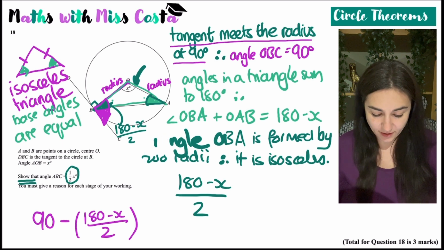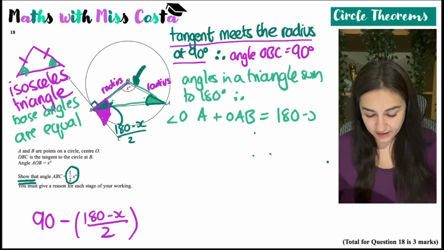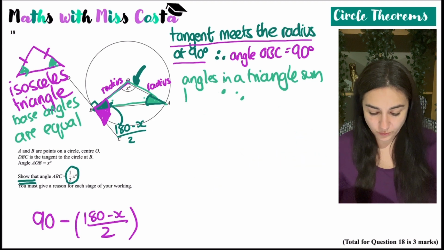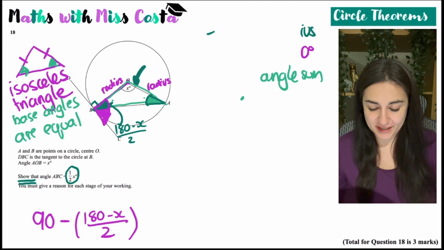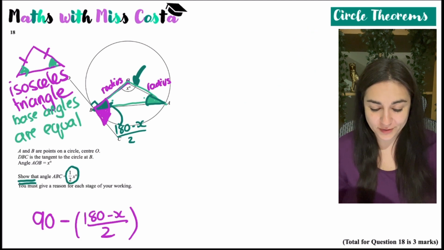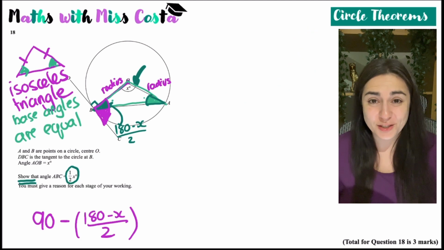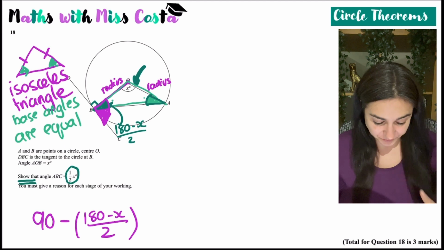I'm just going to clean this up a little bit just to show you how the algebra would work. I'm only getting rid of these reasons to make space. You obviously must write your reasons. The more reasons you write, the better. Just write everything you can.